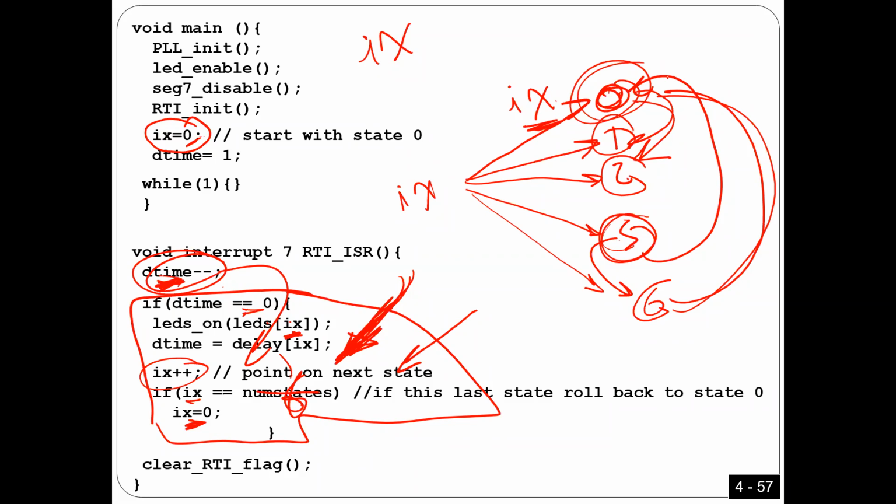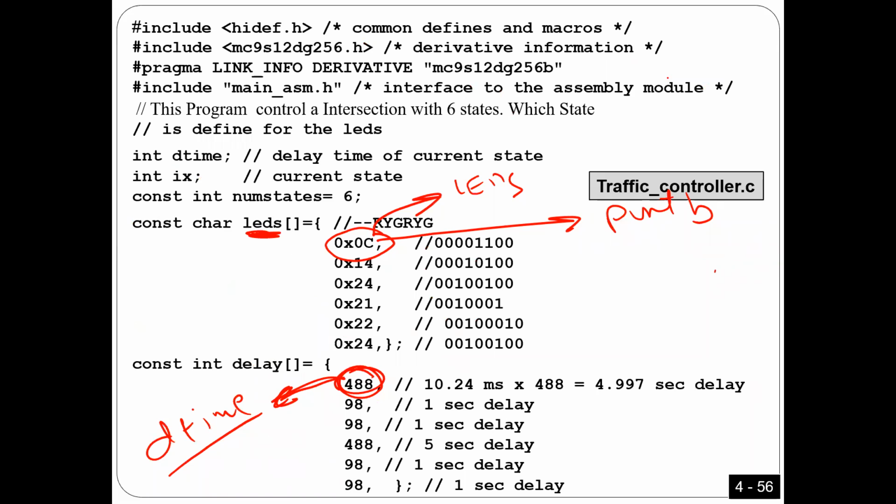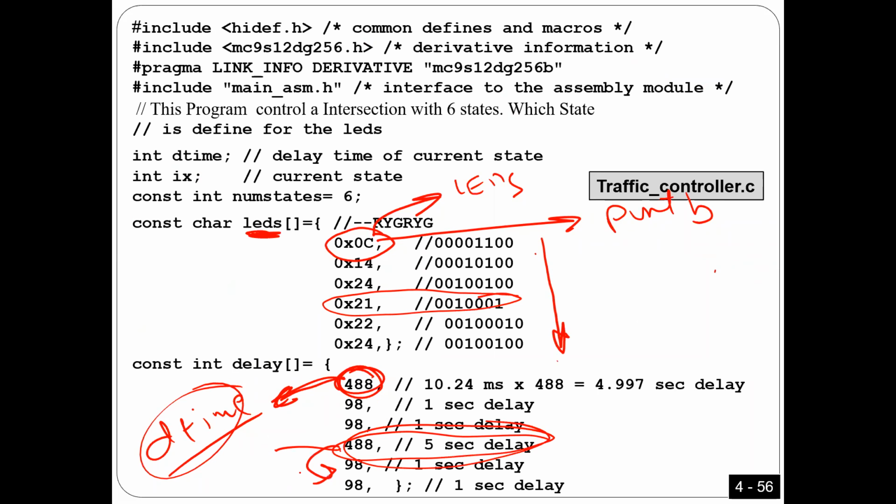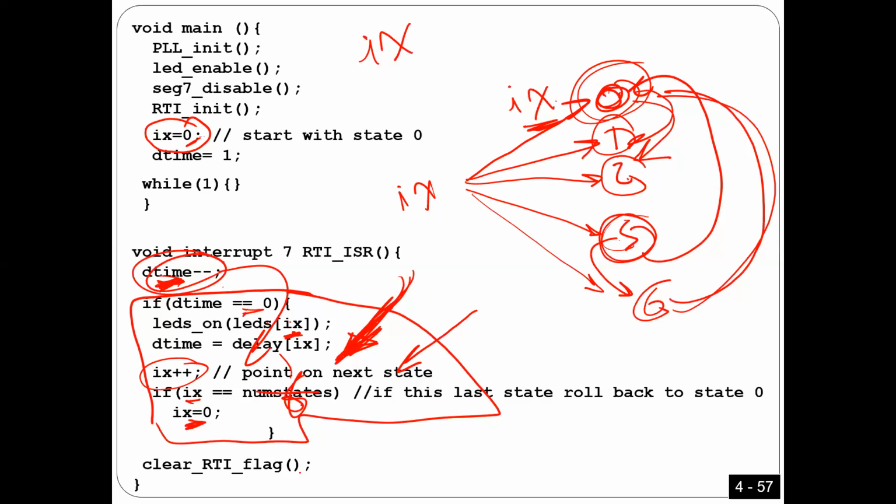Any question, guys? So here IX is gonna go through this array. Every state is gonna take one value from here, and it's gonna take the corresponding value here. This value has to go to D time. D time is gonna determine how many interrupts should happen before I move to the next state, right? Any questions? Just in 1 second, I can show the video.